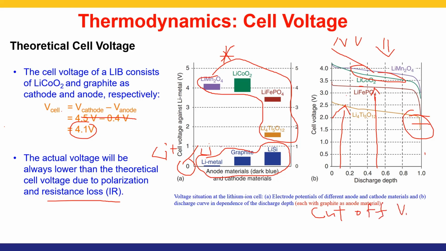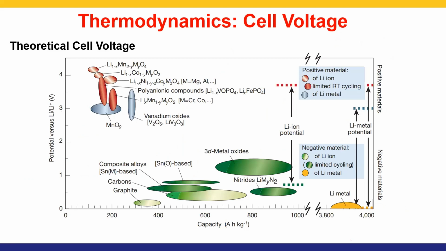This is a very nice picture of different electrode materials. We have a positive material and we have a negative material. The positive material is the cathode and the negative material is the anode. So if you take the potential difference between the positive and negative electrode, you can get the theoretical cell voltage.